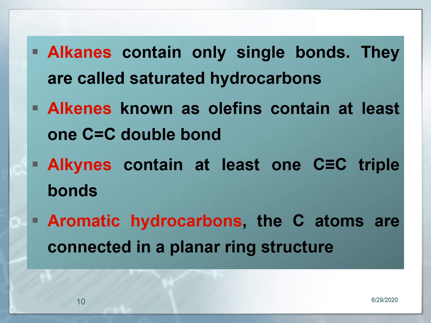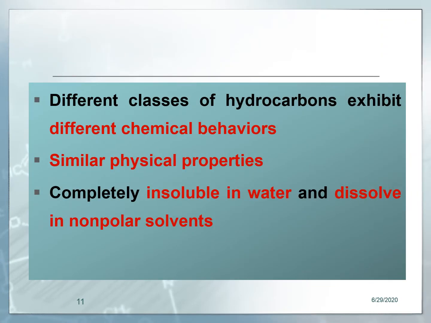In aromatic hydrocarbons, the carbon atoms are connected in a planar ring structure, for example benzene, C6H6. The members of these different classes of hydrocarbons exhibit different chemical behavior. However, their physical properties are similar in many ways. Hydrocarbon molecules are relatively nonpolar, because carbon and hydrogen do not differ greatly in electronegativity. Thus, they are completely insoluble in water, but they dissolve readily in other nonpolar solvents, such as benzene, hexane, and others.